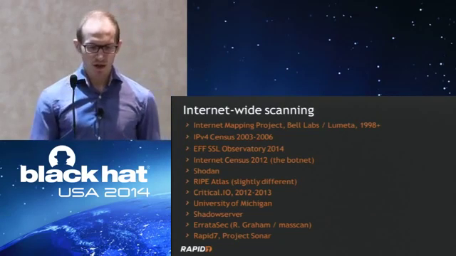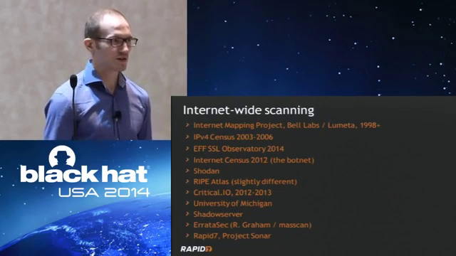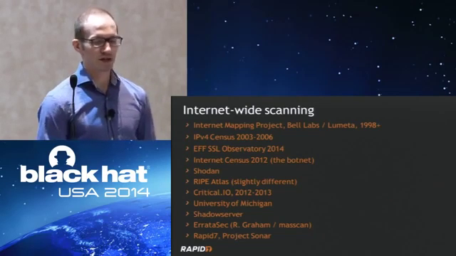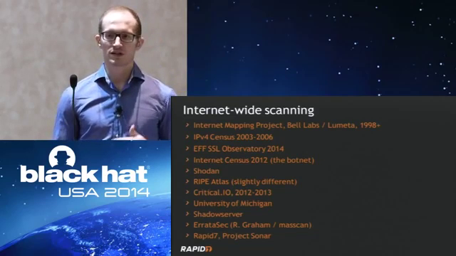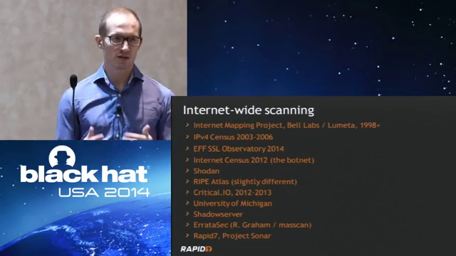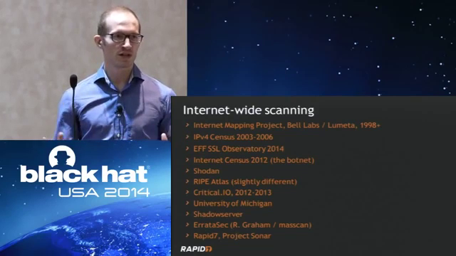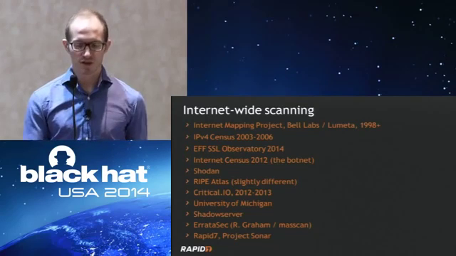A couple of other ones. Critical.IO was the project, kind of the predecessor to what we're doing within Rapid7 today in the labs team. They also tried to go out there and see how well it works to gather banners and information on the whole internet, on a couple of different ports, over the course of maybe half a year.